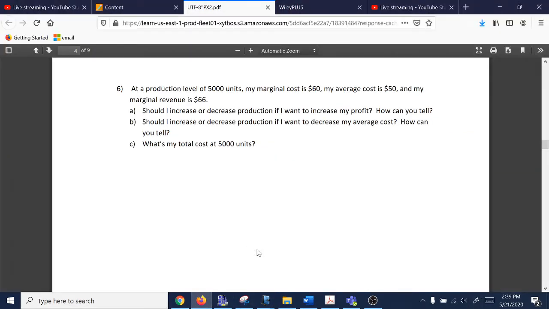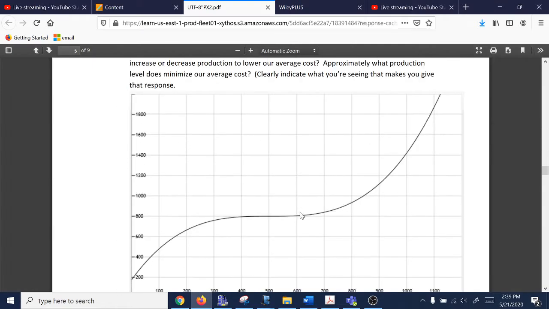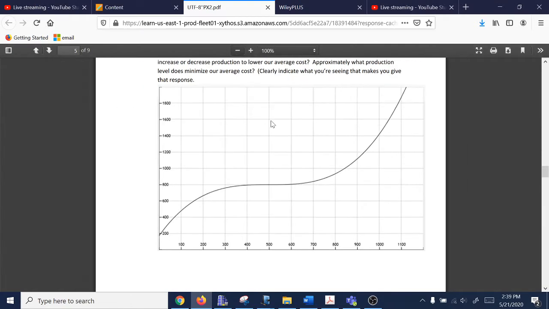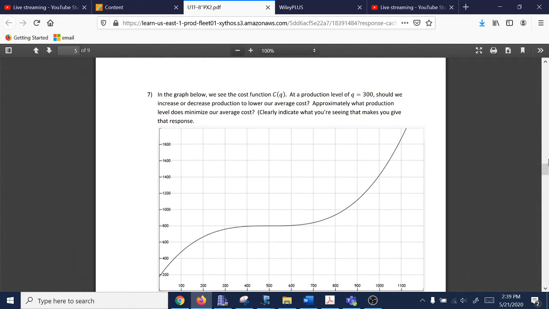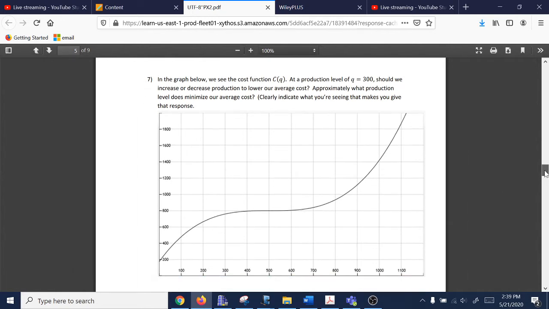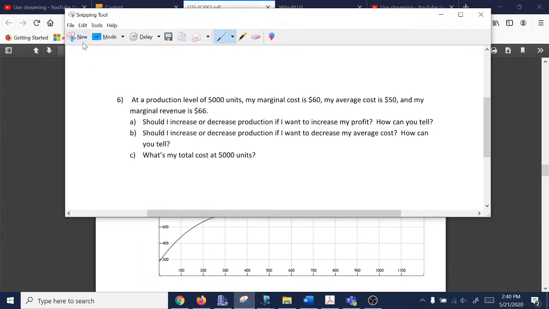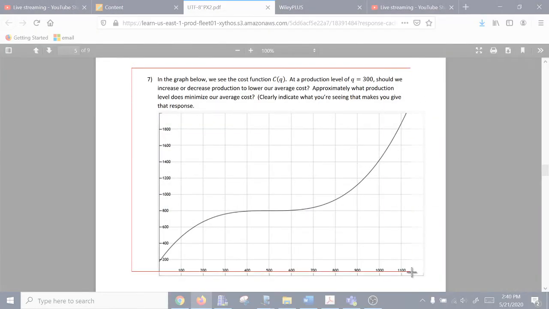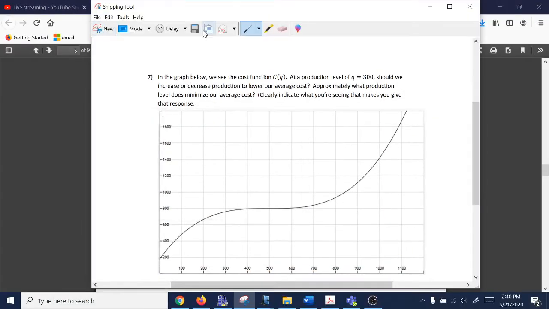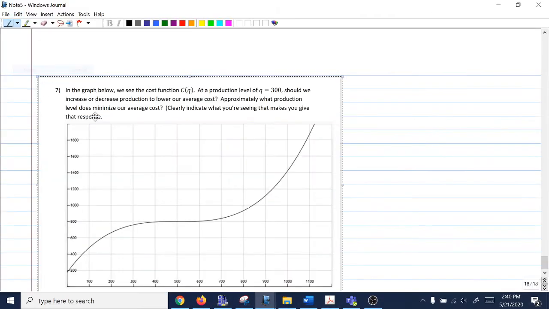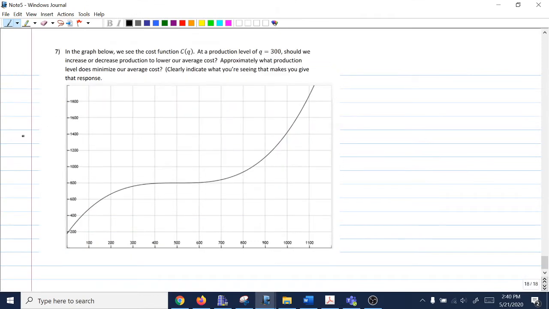What's up next? I got a graph. Hey, that looks suspiciously like the graph from the last test. At a production level of Q equals 300, at this production level, should we increase or decrease production to lower our average cost?